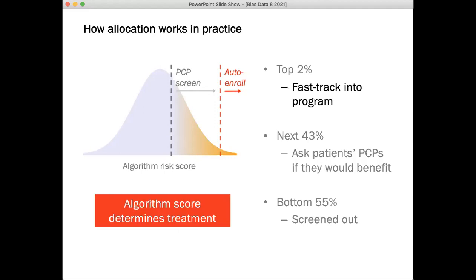So basically, the algorithm score is determining how we're treating them with respect to this pretty important decision about, do you get, you know, extra help with your chronic conditions? Let me pause there for a second and just see if there are any questions about this general setup.